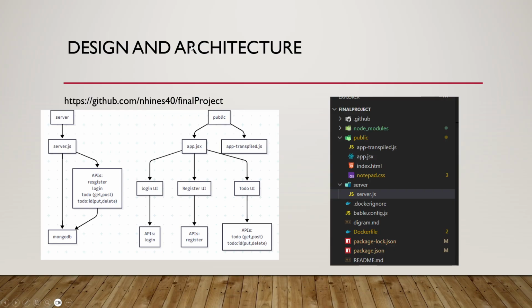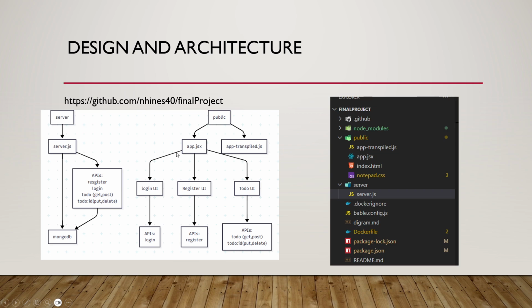Some design and architecture. Here we have the flow of the architecture. We have our server side, our server.js file, which houses our different APIs, including register, login, a to-do get and post, and then to-do with an accompanying ID put and delete. This is also where they talk to MongoDB, and we have our MongoDB URL.